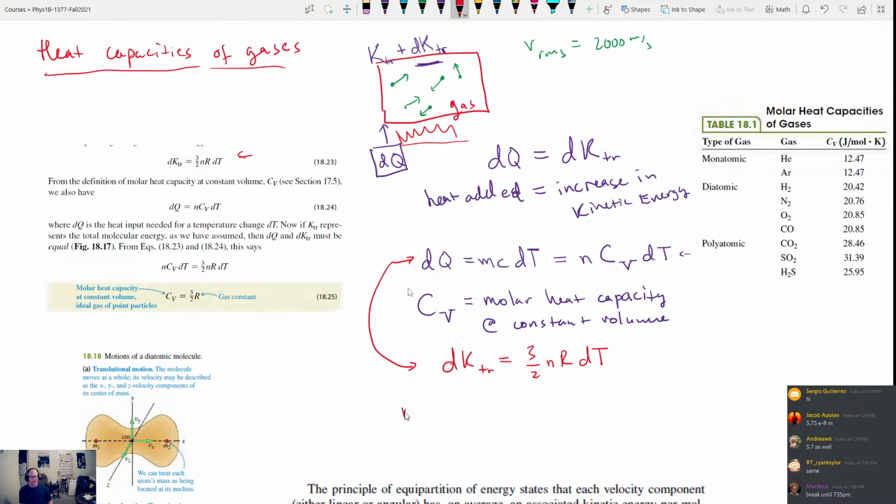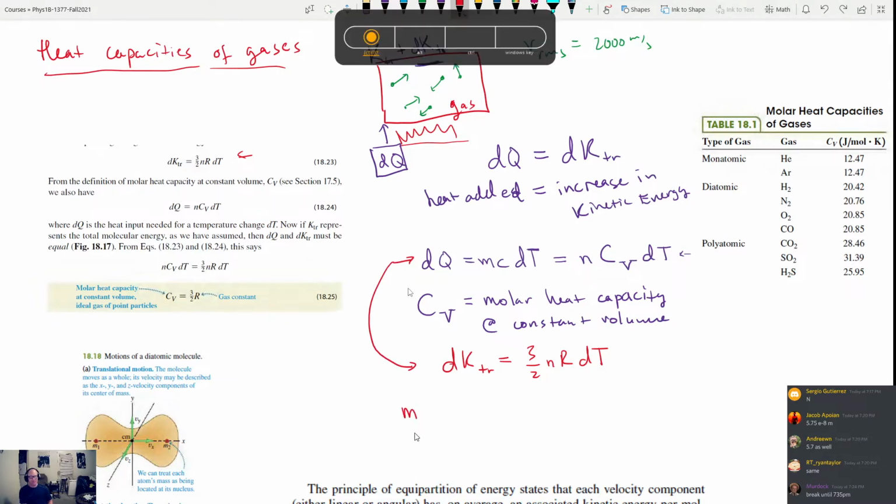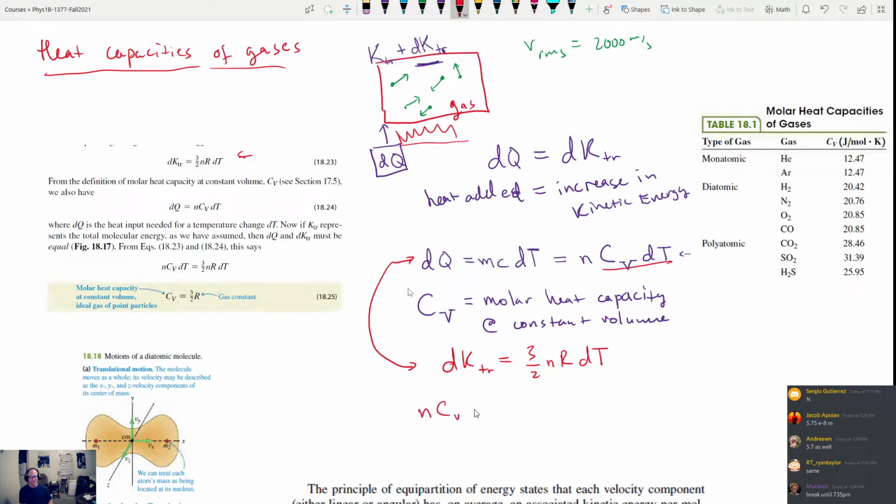So we should be able to equate these two terms. And if we do that, we take this part right here, n times CV times dT, and we equate that to 3/2 nR dT. And then everything is going to cancel out except for CV and 3/2 R. Okay?